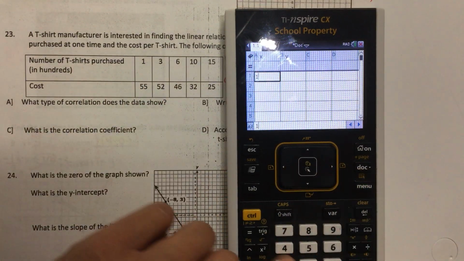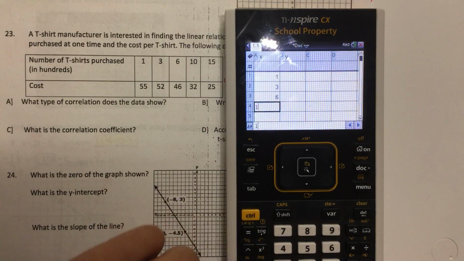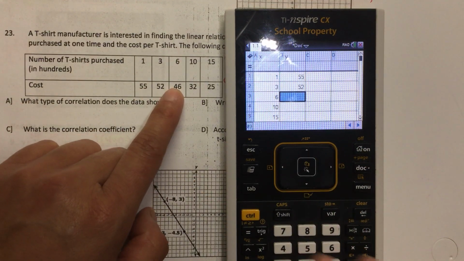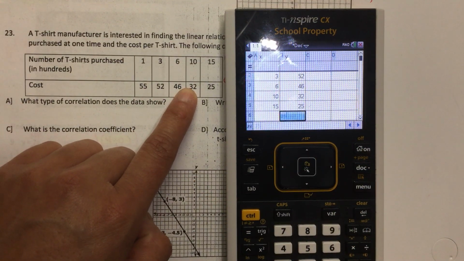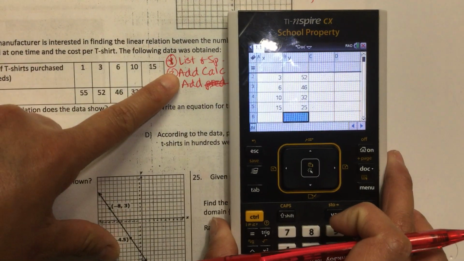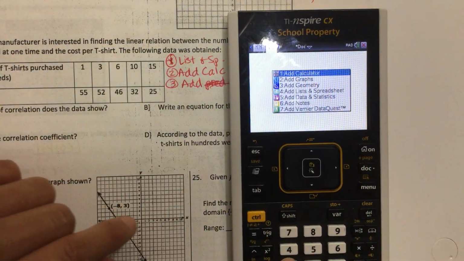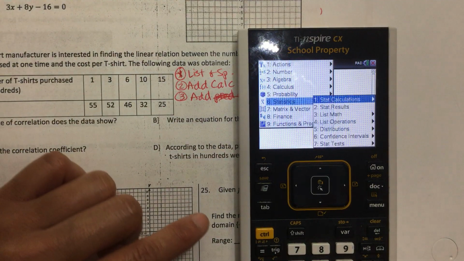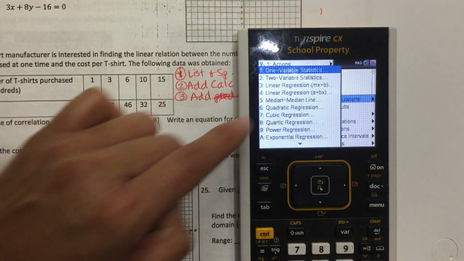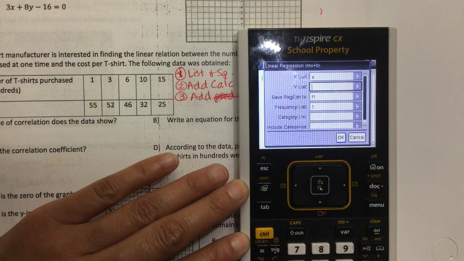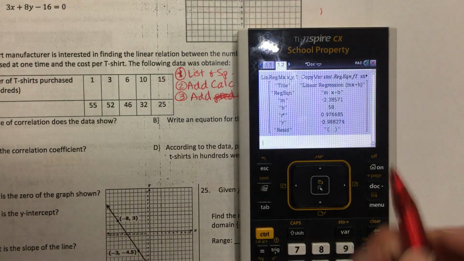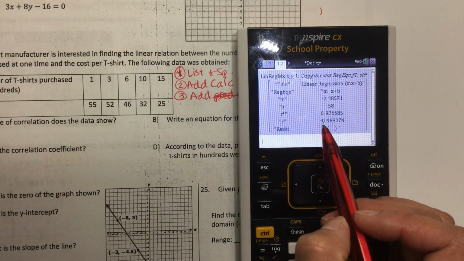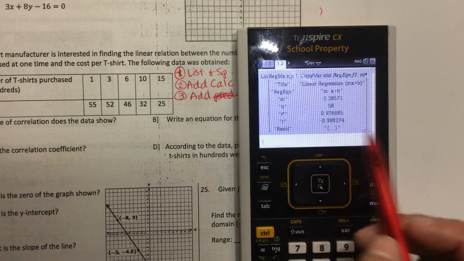go to number 1. 1, 3, 6, 10, 15. 55, 52, 46, 32, 25. From here, add your calculator page, Control Doc, 1 for calculator. On your calculator page, the steps are menu, 6, 1, 3 for linear regression, X, Y, enter, enter. So you're going to see M is the slope, B is the y-intercept, R identifies the correlation, negative 0.988.